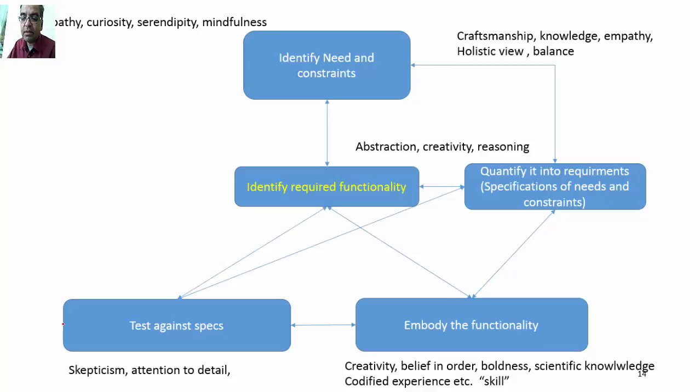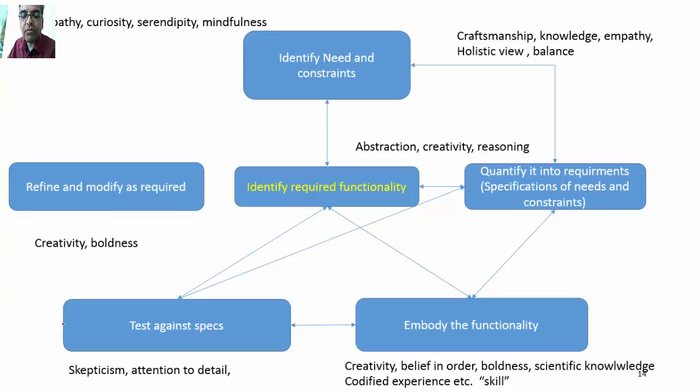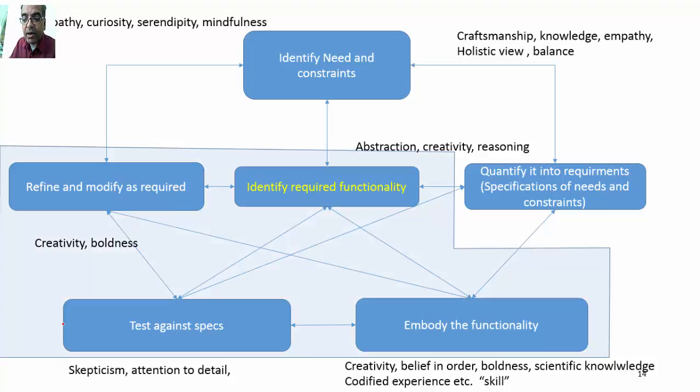Then the next thing is to refine and modify, and it requires creativity and boldness and so on. You can see that this part, identifying required functionality, embody the functionality, test against specifications, refine and modify, is very similar to the scientific method, but it's not the same. The question of identifying needs and constraints and quantifying them into requirements, as well as converting the needs and constraints into functionality, is something that's outside the typical scientific method.